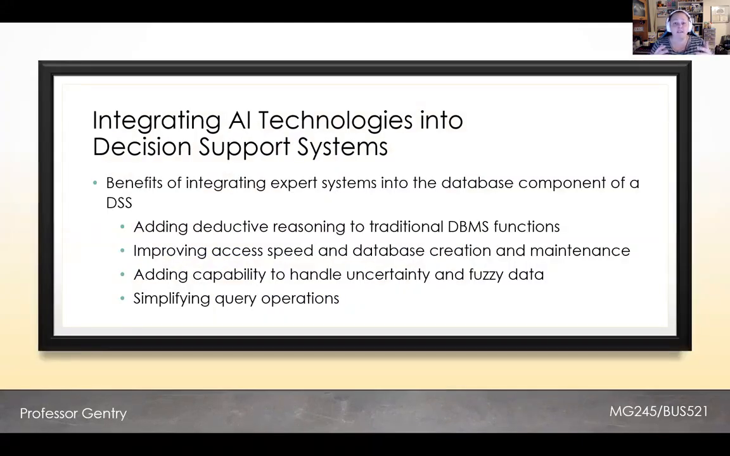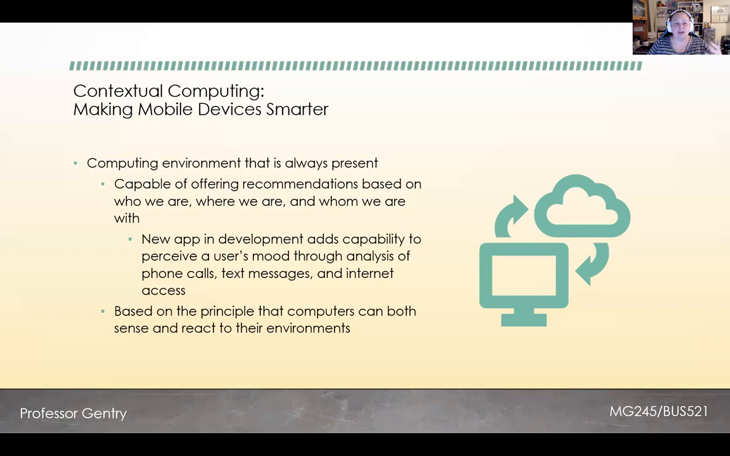Benefits of this whole integration, and this is just picking out databases as an example, is you can add deductive reasoning to your DBMS. You can improve access speed and database creation and maintenance. You can add capability to handle uncertainty and fuzzy data. And you can simplify your query operations by having it closer to a natural language.